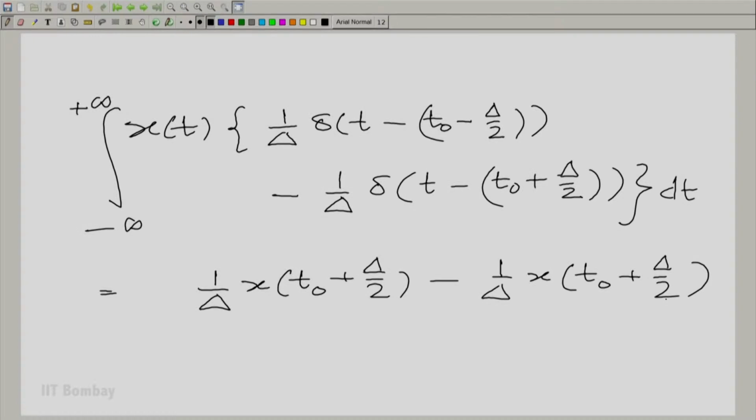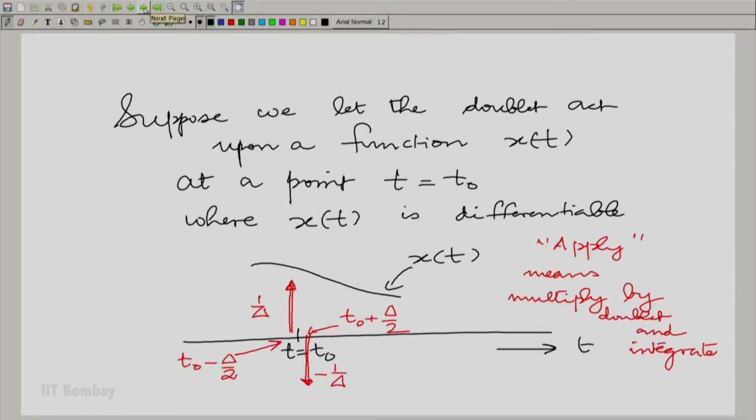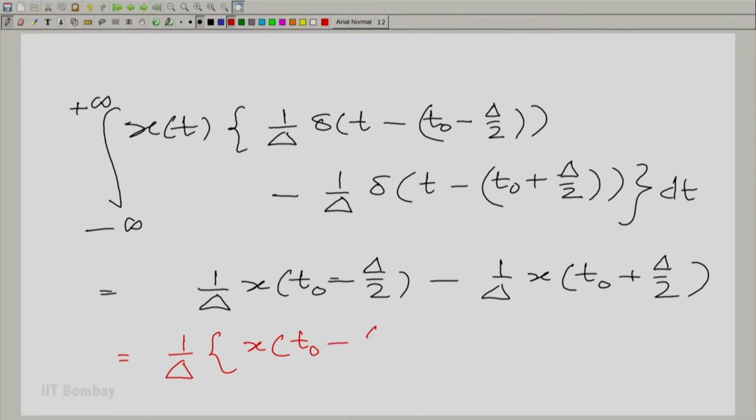We are essentially doing 1 by delta x of t0 minus delta by 2 minus 1 by delta x at t0 plus delta by 2. Let us see this on the graph that we had. We are picking these 2 points, this one and this one, and we subtract this minus this and divide by delta. So, it is of the form 1 by delta, let us emphasize that.